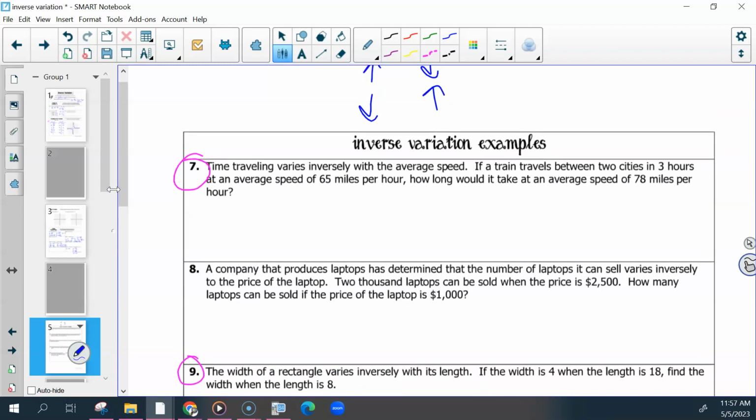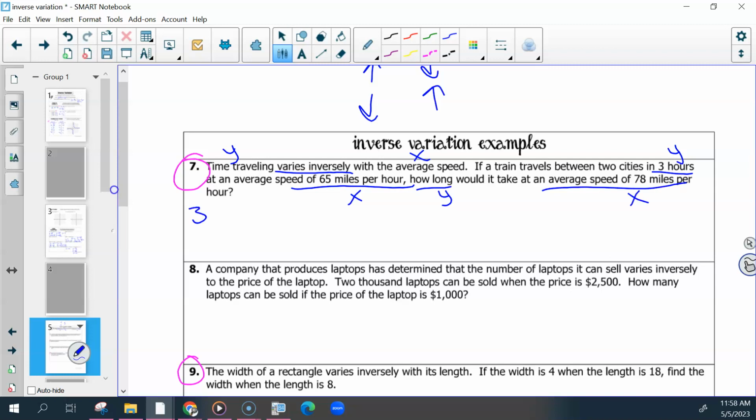As with direct, you'll see something that says varies inversely, inversely proportional, something along those lines. Whatever comes first is still your y value. Whatever comes second is still your x, so that has not changed. So if a train travels between 2 cities in 3 hours, 3 hours is x or y? Y. Making the average speed x. What are we looking for, x or y? Y, because it's talking about how long the time is. And then again, we have average speed, so x.